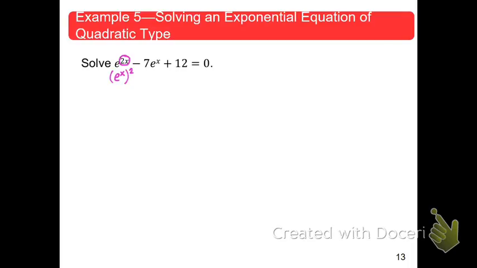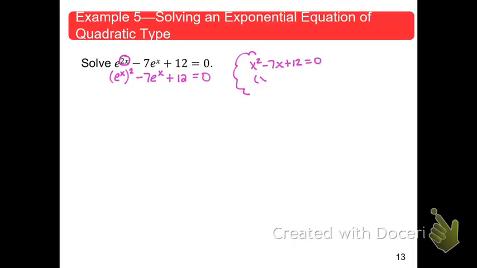So I have e to the x squared, because x times 2 is 2x, and then just bring down the rest of it: minus 7 e to the x plus 12 is equal to 0. Now we can factor this, and we're going to factor this just like if it was written as x squared minus 7x plus 12. Let's see how that would work.